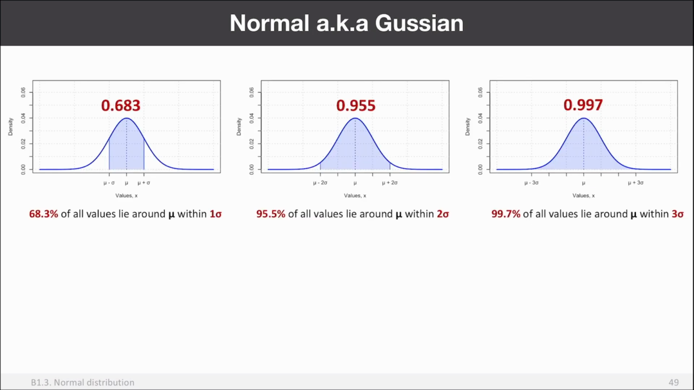Okay. Now let's use this knowledge and let's, for example, prove, of course it's not a mathematical proof, it will be more of an experimental proof, this rule. You remember that we have 68.3% of all values in a normally distributed population within 1 sigma around mu, 95.5% of all values lie within 2 sigma around mu, and then 99.7% lies within 3 sigma. So let's try to prove this.